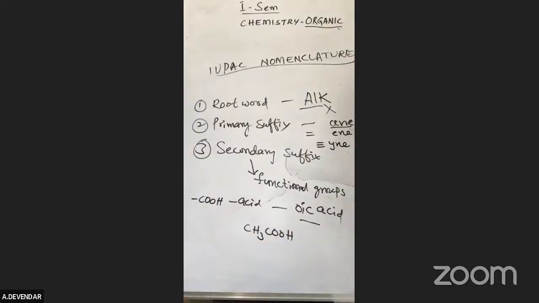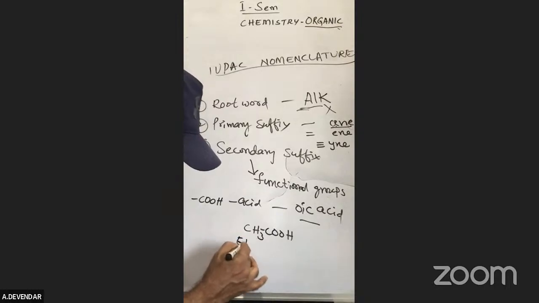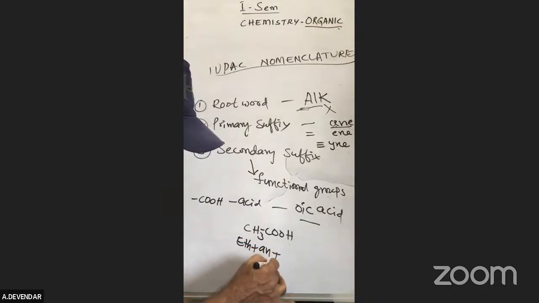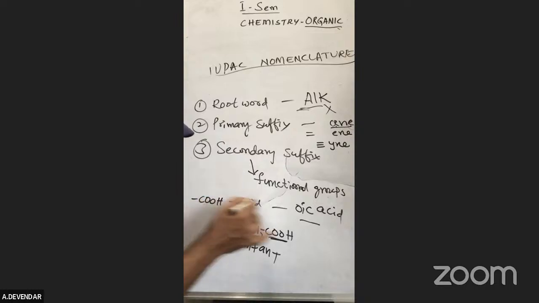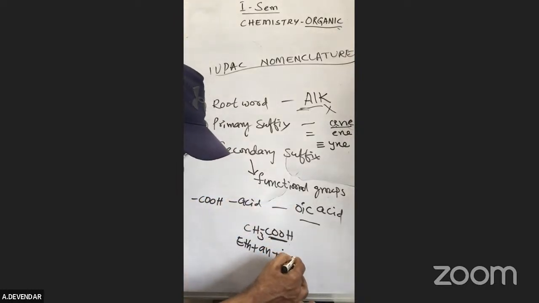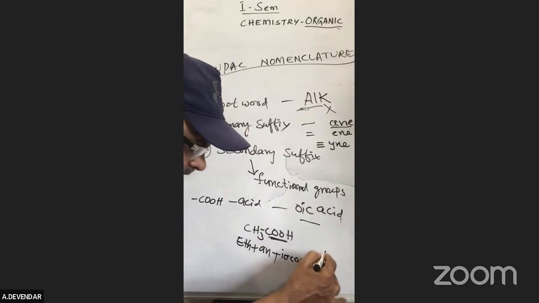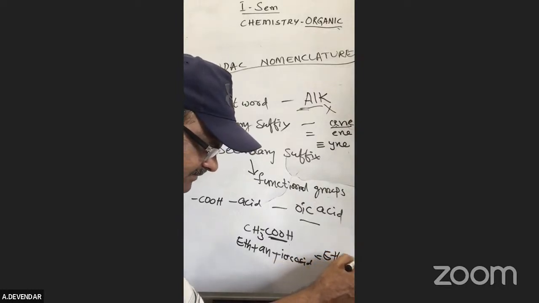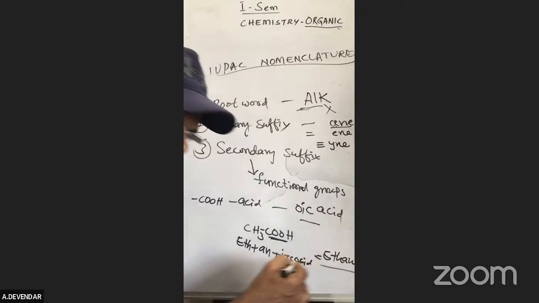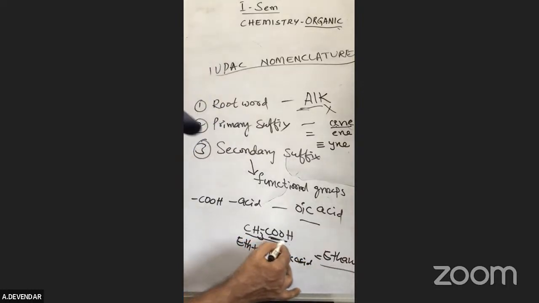This is a compound. How many carbon atoms are there? 2. 2 means what? Root word eth. It is saturated, a single bond is there, means an, eth plus an. What is the functional group? Oic acid. So the total name is ethanoic acid. What is the IUPAC name? Ethanoic acid. But the common name is acetic acid.